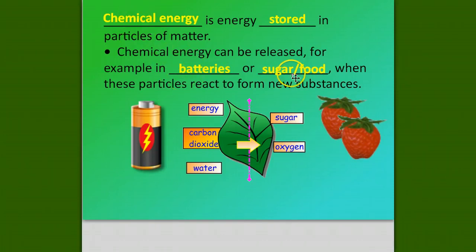But it's also in sugar and food. Chemical energy can be released, for example, in a battery or in sugar or food. So I say sugar, you say chemical. Sugar. Sugar. I say food, you say chemical. Food. Food. I say chemical, you say food. All of these have to do with each other. Chemical energy is in a battery and it's in sugar and food.